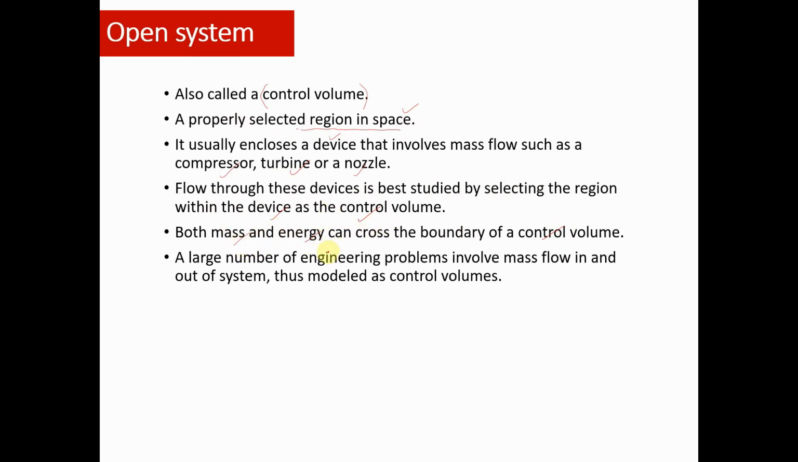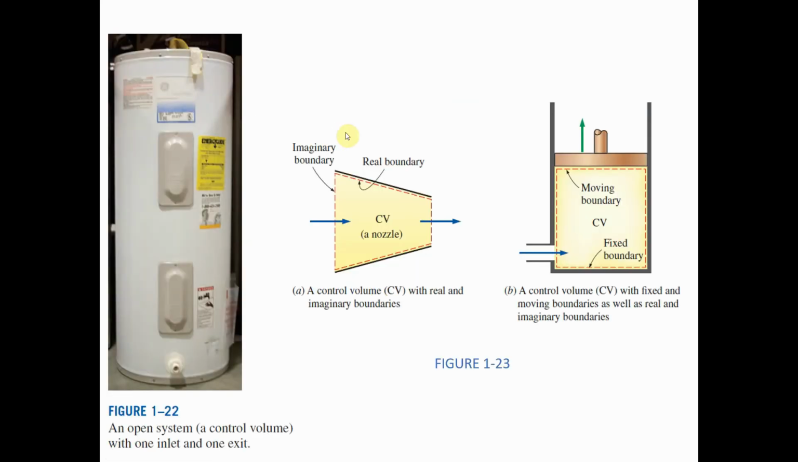And it's very interesting to consider that a large number of engineering problems involve mass flow in and out of the system, thus modeled as a control volume. So there are many real problems in the industry related to open systems instead of closed systems. The open system will be a bit more complicated, but we will learn about it. And I'm going to give you a few examples here. Figure 122. This is an example of an open system.